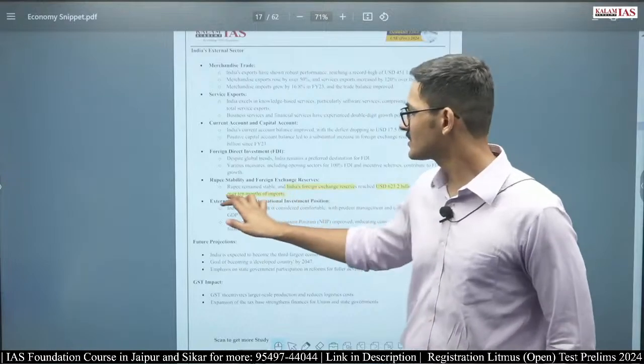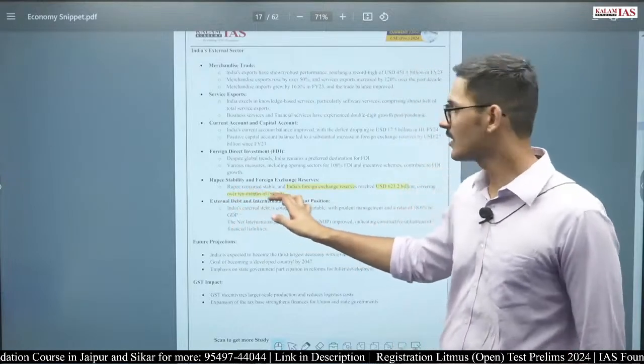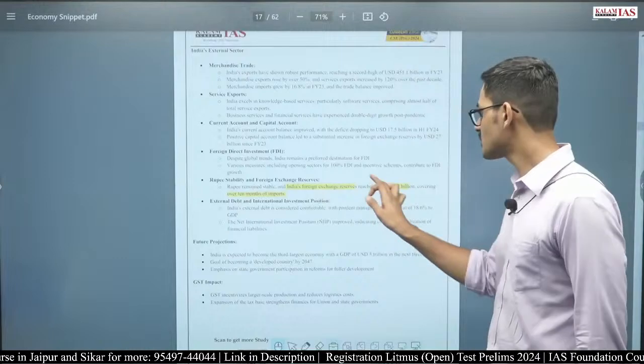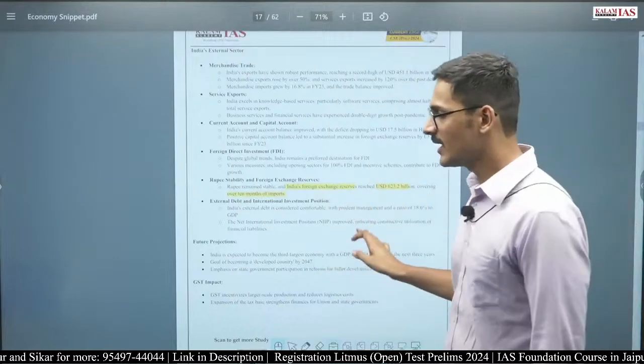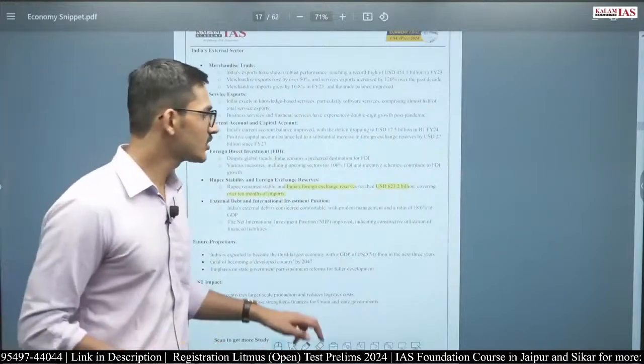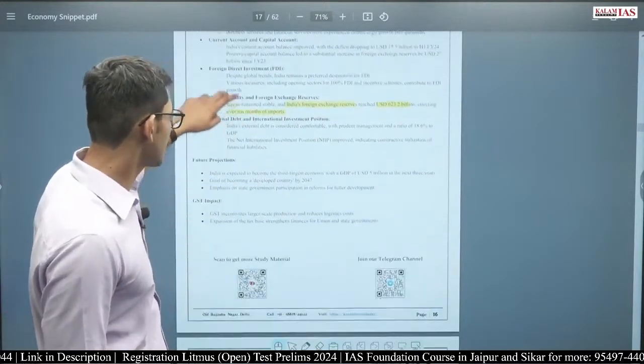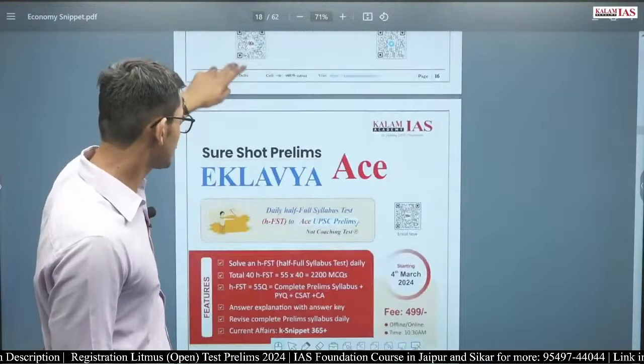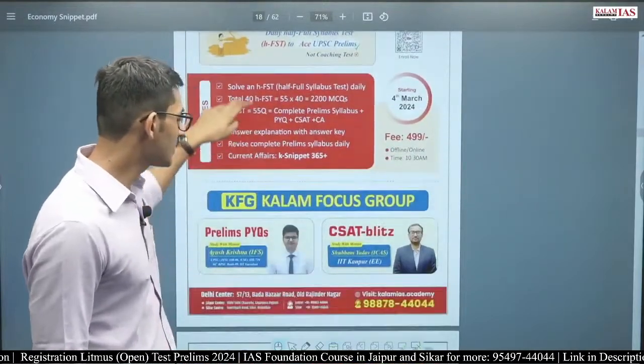Currently, import cover is more than 10 months. India's foreign exchange reserves are $623 billion, and import cover is more than 10 months currently. So this is it about the economic review document.